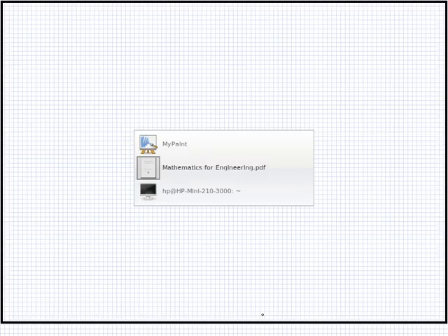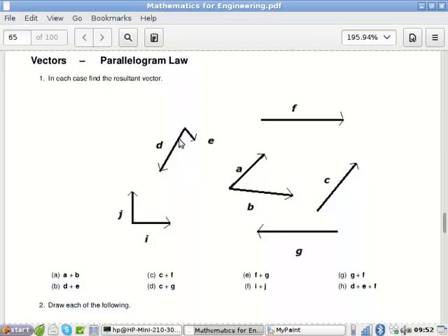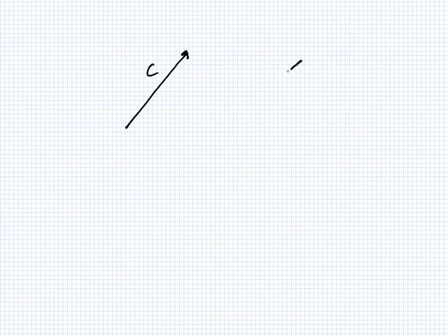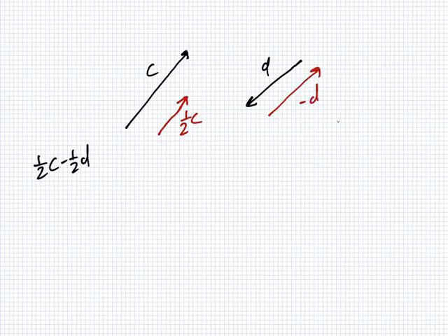Right, C is this way, and D is like this way. And the question was a half C minus a half D. Well, if that's C, then this would be a half C. If that's D, then this is minus D, and this would be minus a half D.